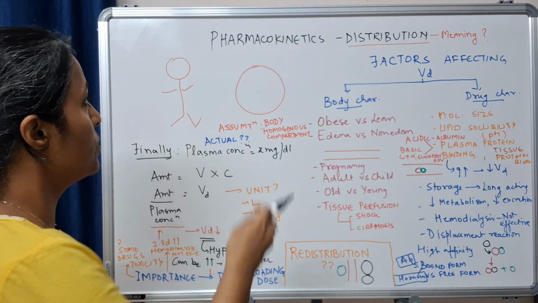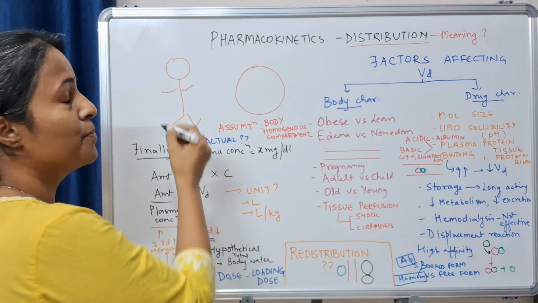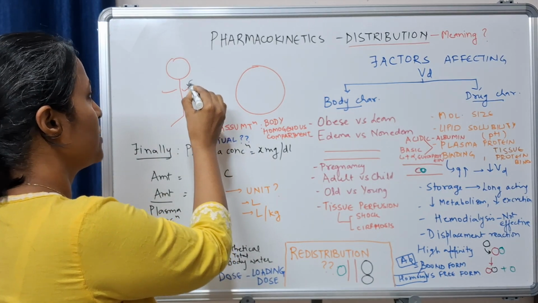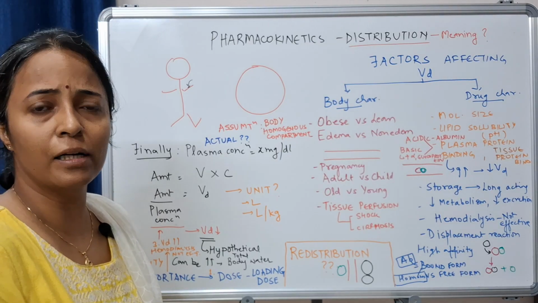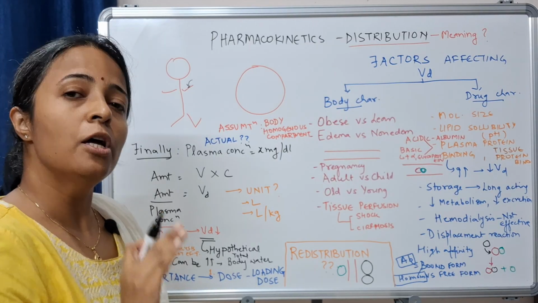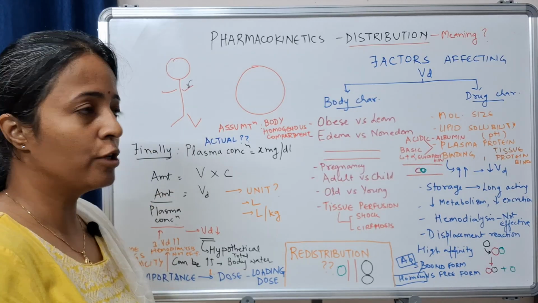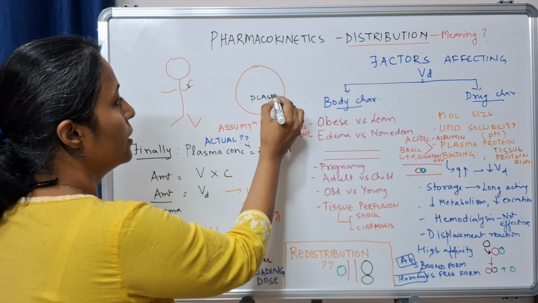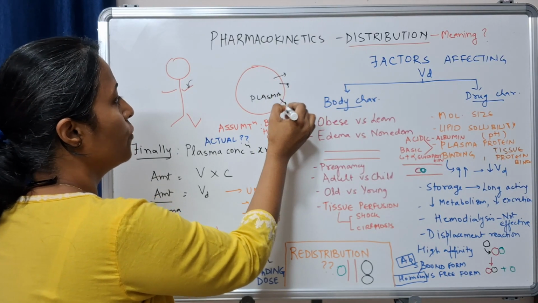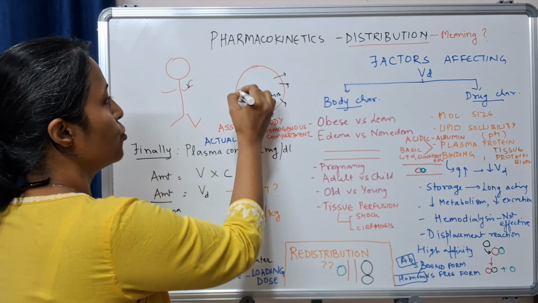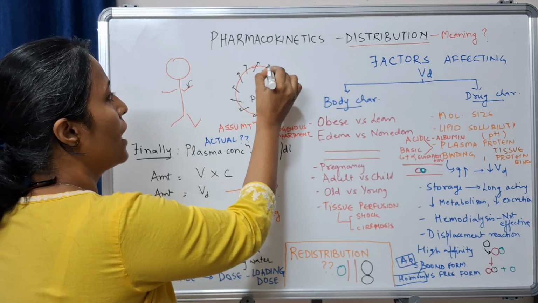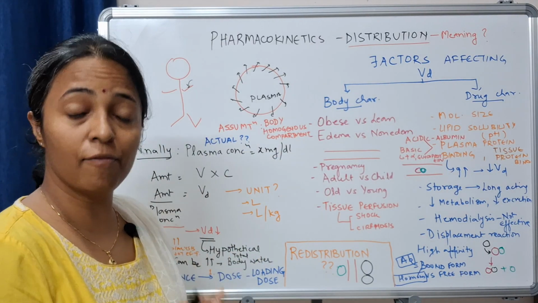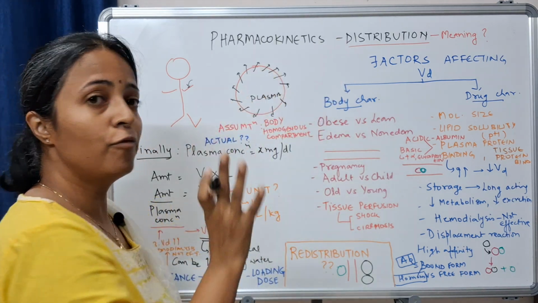For example, suppose this is the person and this person has all the tissues, and we are injecting the drug in the plasma. If we are giving other routes also, ultimately it is going to enter into the plasma. Now from the plasma, it will go into various tissues. Say suppose this is the plasma and finally it has reached there. Now it will go out of the plasma into the various tissues, and it will move until it has become equilibrated, that is, the concentration is the same everywhere. So that is the concept of distribution.